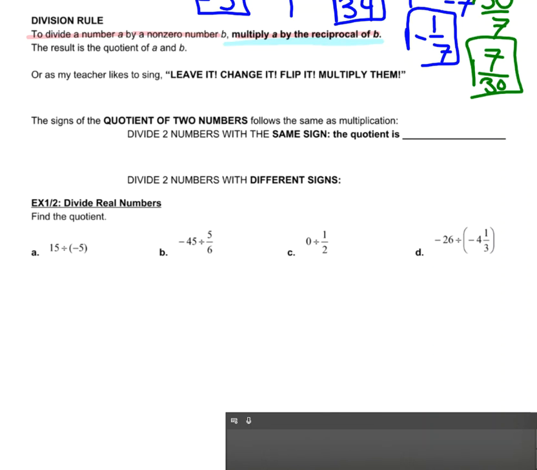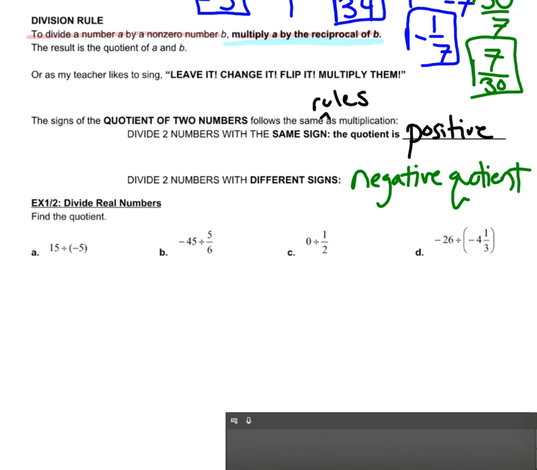Now the signs of the quotient of two numbers follow the same rule. That should say rules. Let's add that in. Follows the same rules, plural, as multiplication. Divide two numbers with the same sign, the quotient is positive. Divide two numbers with different signs, and the quotient is negative. We get a negative end result.